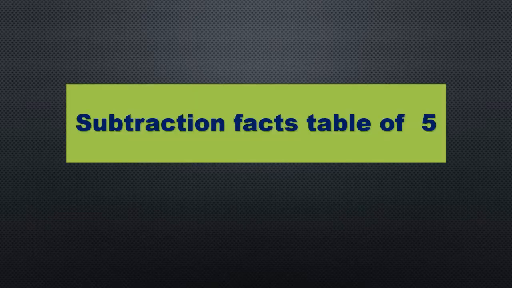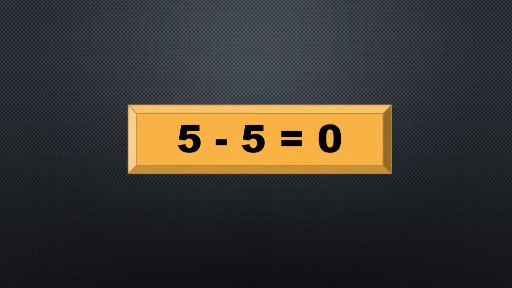Let's learn the subtraction facts table of 5. 5 minus 5 is equal to 0. 6 minus 5 is equal to 1. 7 minus 5 is equal to 2.